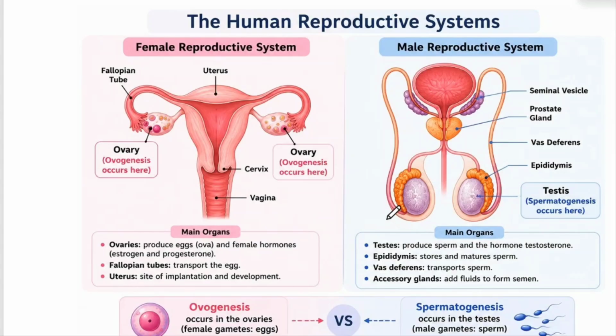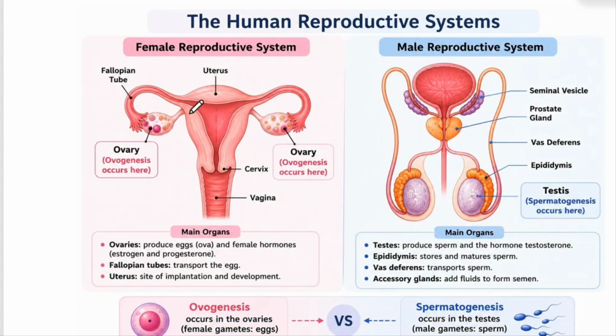Before we study oogenesis and spermatogenesis, let's first look at the human reproductive system. The human reproductive system is responsible for producing gametes, also called sex cells, and for making the hormones necessary for reproduction. The female and male reproductive systems have different organs, but they work together to make reproduction possible.